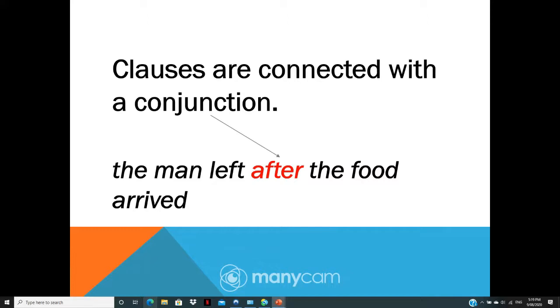Clauses are connected with a conjunction. So when we look at the man left after the food arrived, the conjunction is after, and it says something about the relationship between the two clauses. In this case, a time relationship.